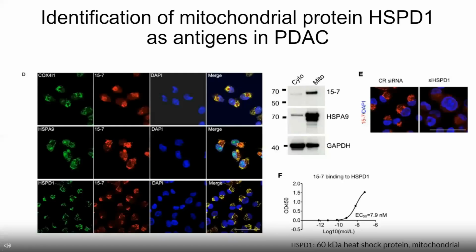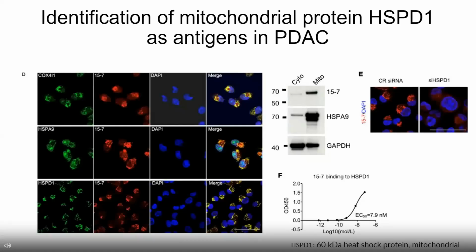Our initial trial with IP with the antibody didn't work well. But fortunately, this antibody is one of the rare antibodies that can recognize a band in Western blot. When we did a mitochondrial fractionation, we found that this antibody recognized an enriched band around 60 kilodalton. We cut this band for mass spec and identified a potential candidate called HSPD1. When we stained with this antibody and HSPD1, they indeed co-localized.